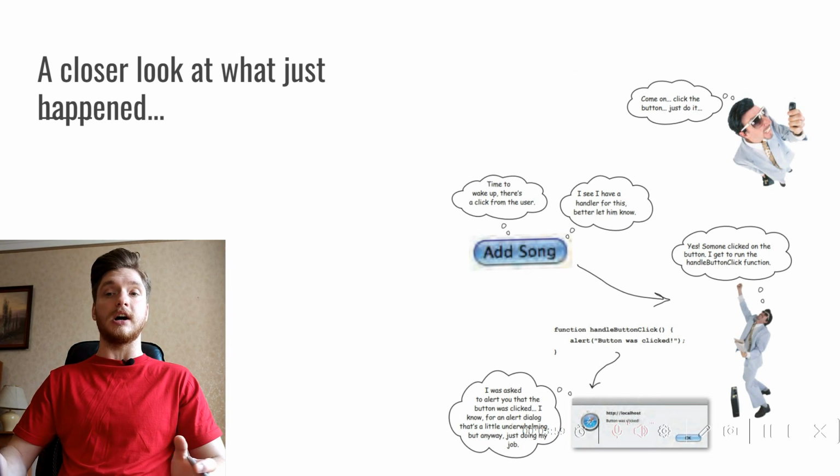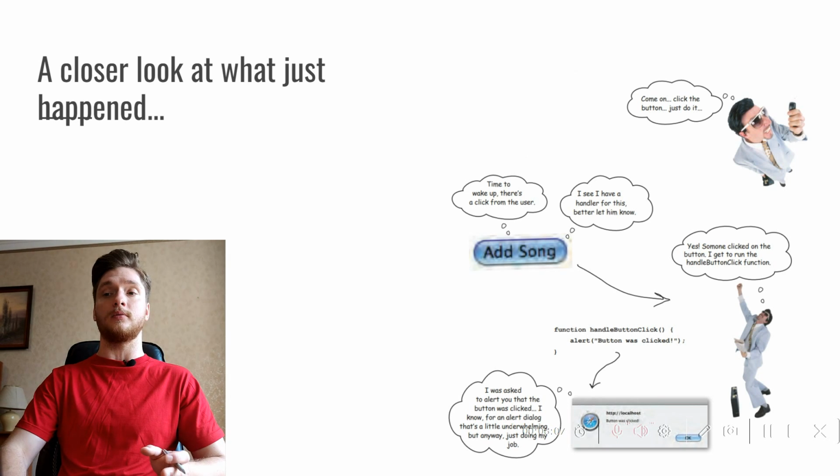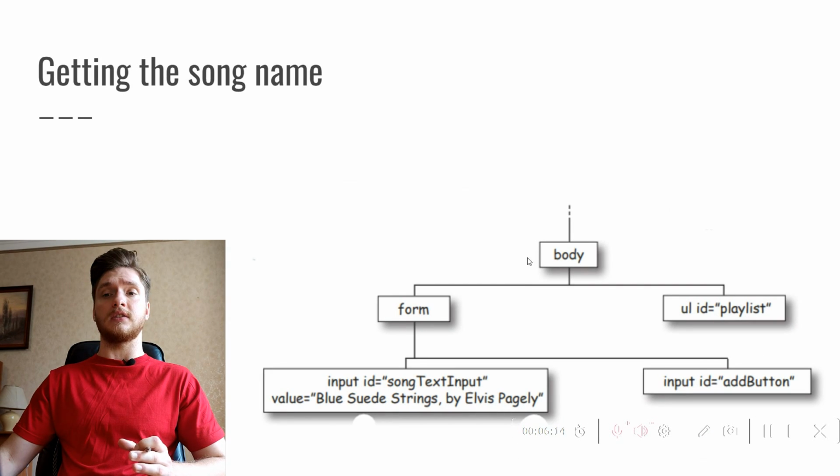And once you've done that, you can use the value property of the text input element to access the text the user types into the form field. Here's how. This is the element we want to get from the DOM. We'll use its ID, song text input, to get it.